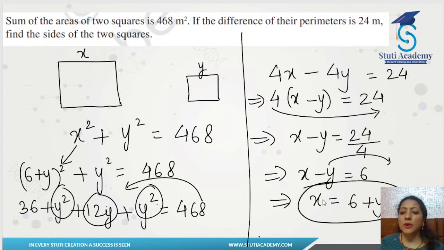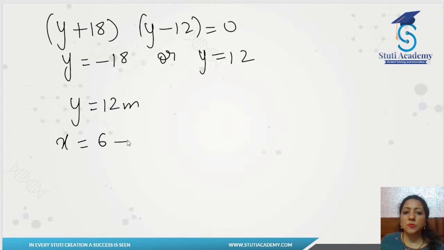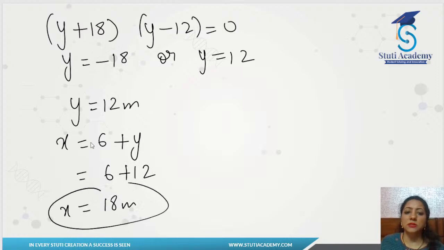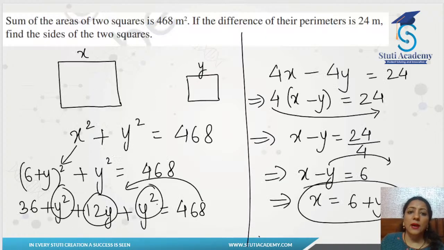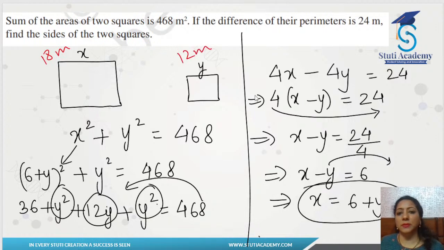X we already know is 6 plus y. So x is 6 plus y. That is 6 plus 12. So it is 18 meters. So x is 18 meter and y is 12 meter. This means that the sides of the square we have as 18 meter for this one and 12 meter for this one. I hope students this question is clear to all of you.